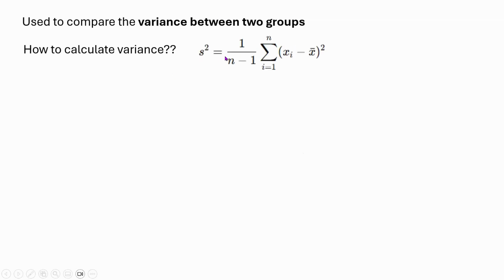The first thing is this distribution is actually used to compare the variance between two groups. Now the question is, what is variance? So this is the formula for variance. Now with an example, I'm going to illustrate how this formula is actually used to calculate variance as a square.